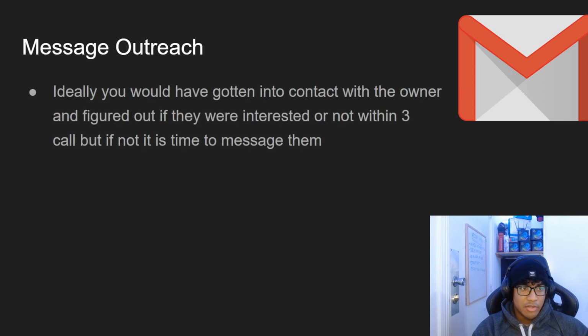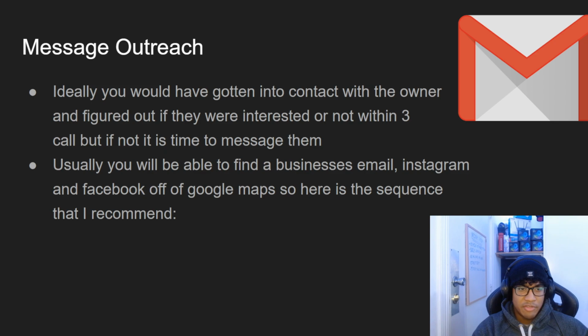And so, going into message outreach now. Ideally you would have gotten into contact with the owner and figured out if they were interested or not within 3 calls. But if not, then it is now time to message them. Usually you'll be able to find a business email, Instagram, or Facebook off Google Maps. So here's the sequence that I recommend.